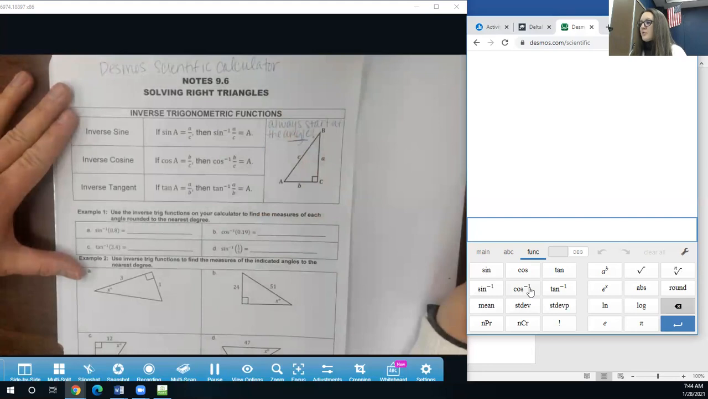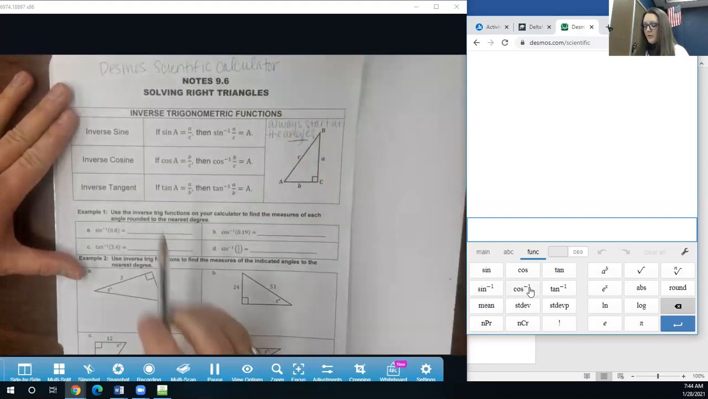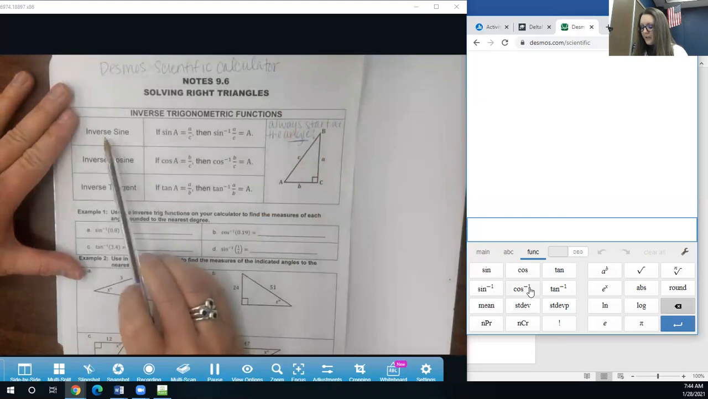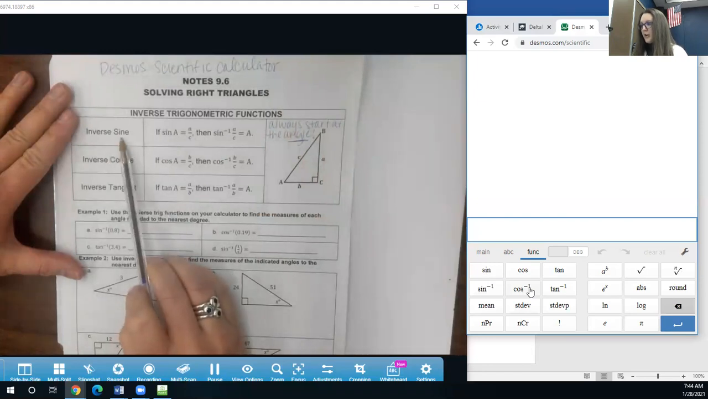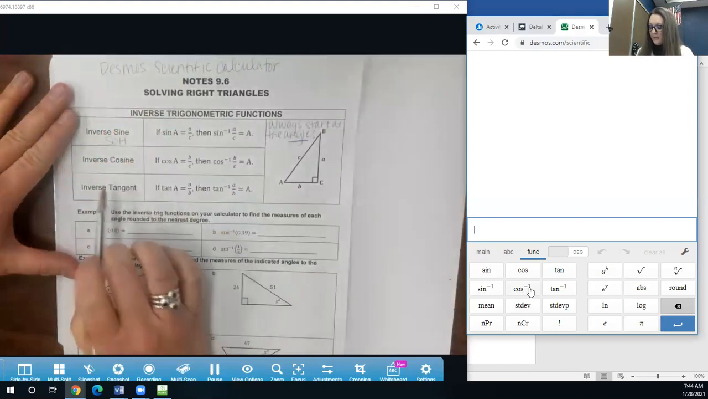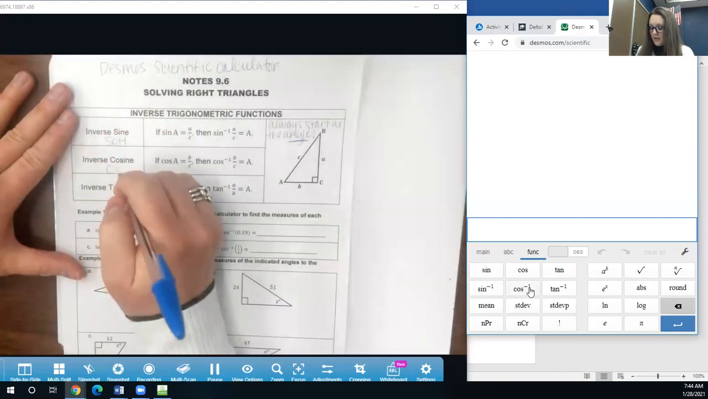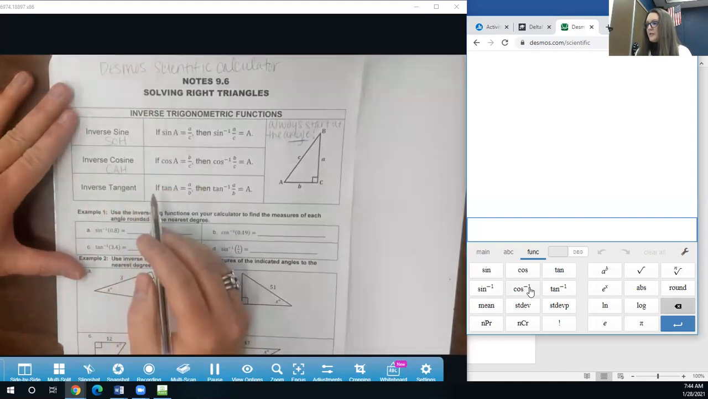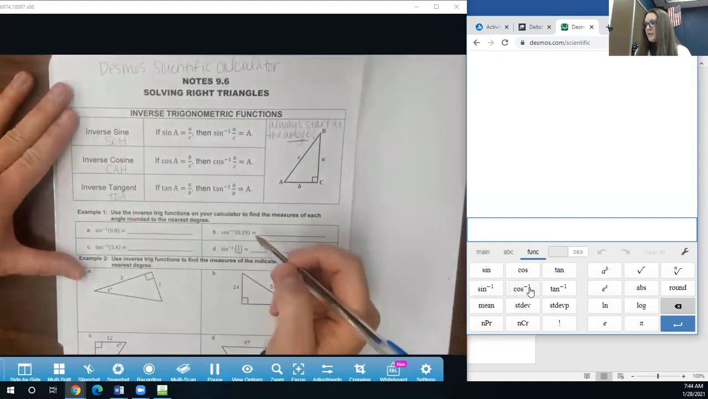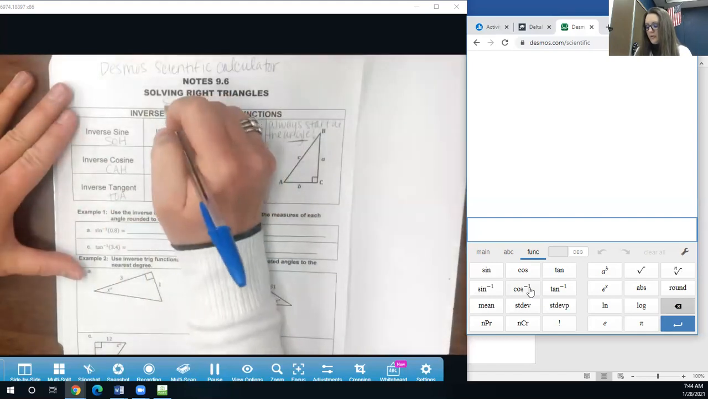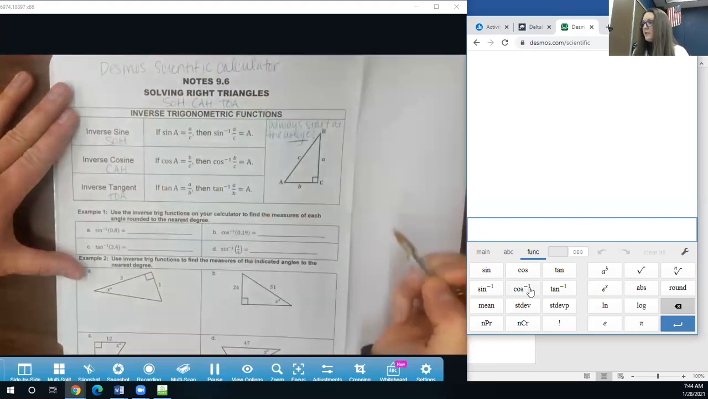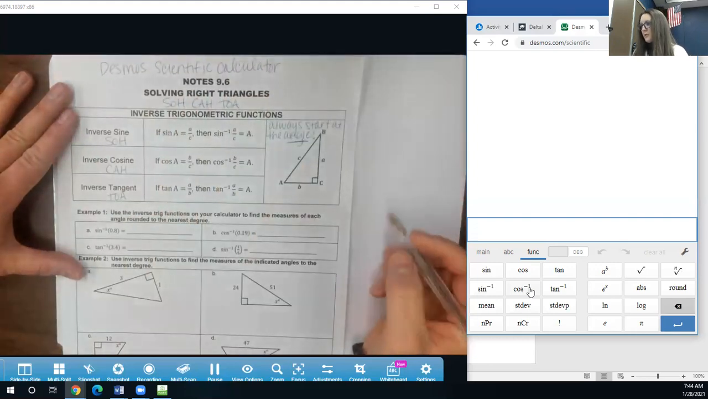And then you're going to find your ratio. So same thing, the ratios are the same, right? Inverse sine is still opposite over hypotenuse. Remember, it's SOH. Inverse cosine is still adjacent over hypotenuse. It's CAH. And inverse tangent is still TOA. It's opposite over adjacent. So remember our SOH CAH TOA. We're still following that ratio as we go.